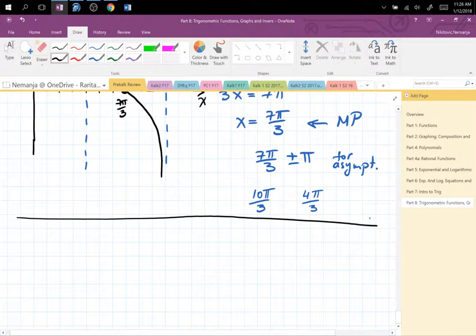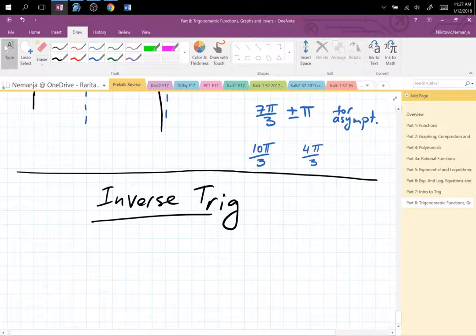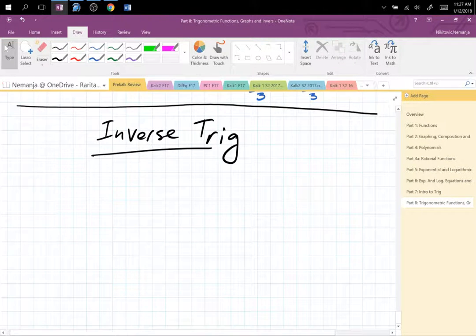Inverses, and then lunch. Inverse trig. Great. I always start talking about inverse trig by going back to 1.8, because this is 1.8, just applied to trig. And in 1.8, we learned two concepts related to the inverse.